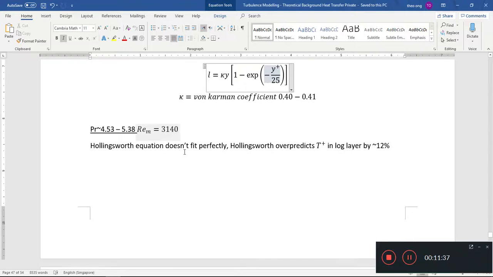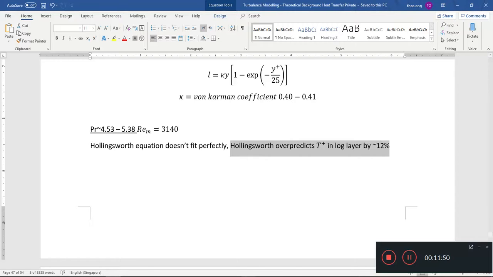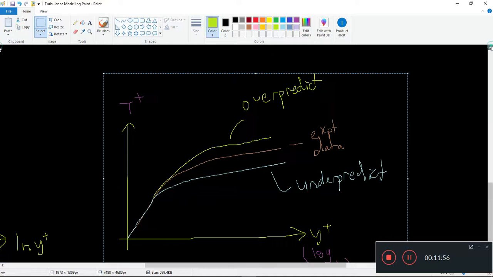For lower Prandtl number water, the Hollingsworth equation doesn't fit perfectly. In fact, the Hollingsworth equation overpredicts T plus in the log layer by 12%. What is overprediction? You can see this graph I have here.